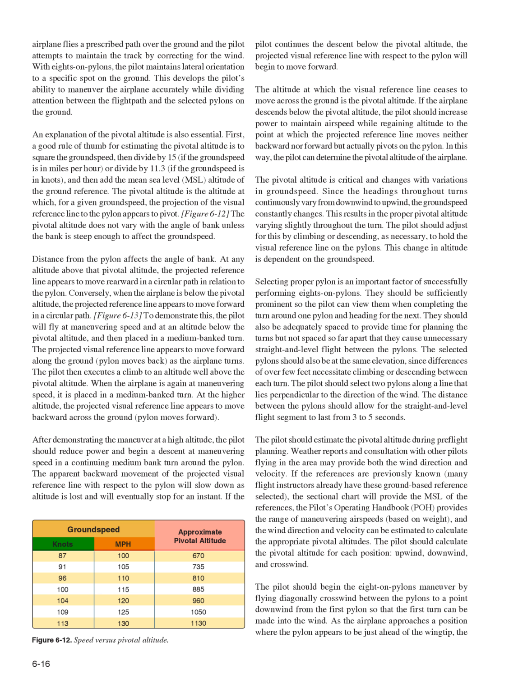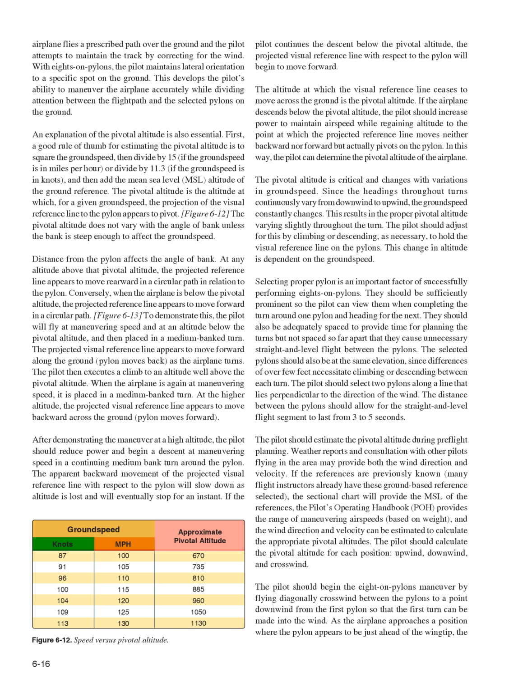Figure 6-12. The pivotal altitude does not vary with the angle of bank unless the bank is steep enough to affect the ground speed. Distance from the pylon affects the angle of bank. At any altitude above the pivotal altitude, the projected reference line appears to move rearward in a circular path in relation to the pylon. Conversely, when the airplane is below the pivotal altitude, the projected reference line appears to move forward in a circular path.